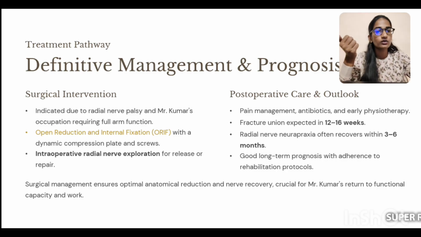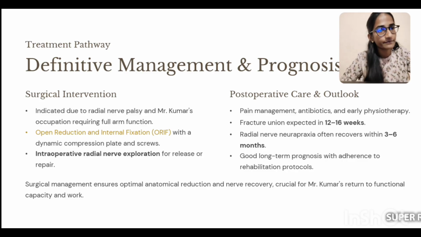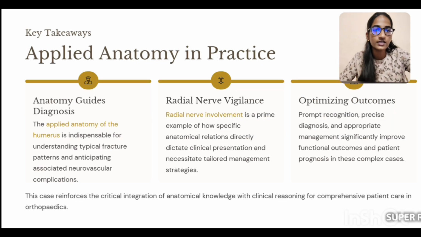Postoperative care and outlook: pain management, antibiotics, and early physiotherapy. Fracture union is expected in 12 to 16 weeks, and radial nerve neurapraxia often recovers within 3 to 6 months. There is a good long-term prognosis with adherence to rehabilitation protocols.